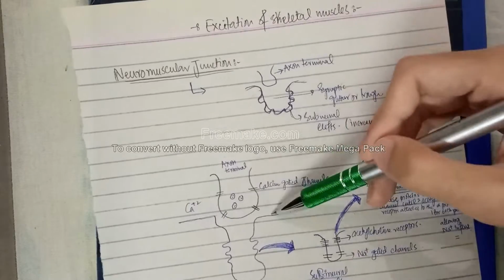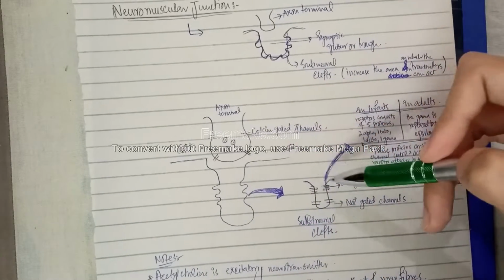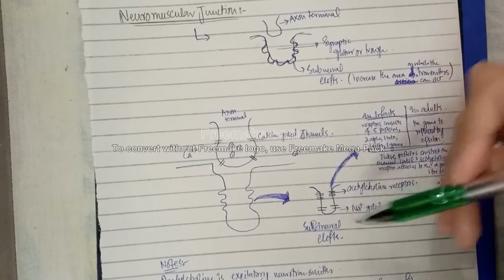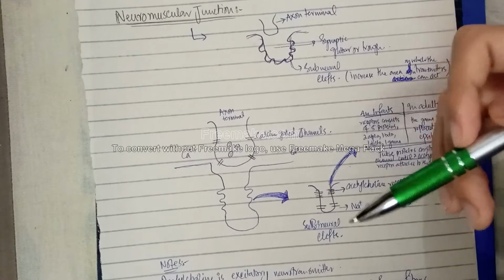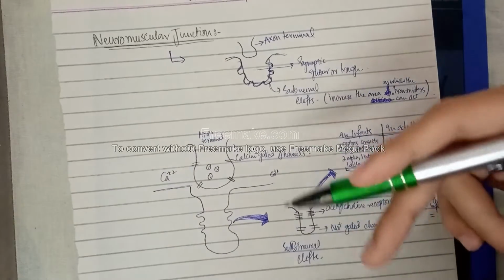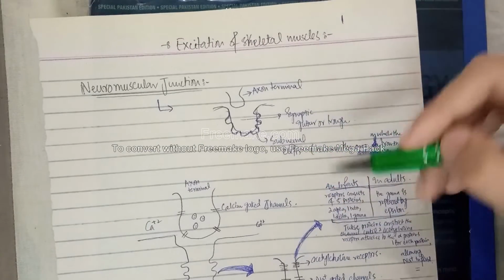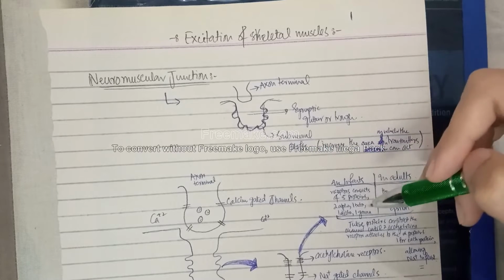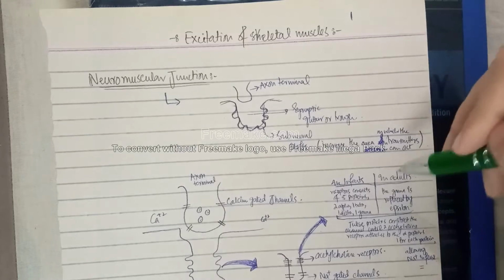Now, if we zoom in on this junction, it shows that the subneural clefts have receptors and sodium-gated channels. The receptors are acetylcholine receptors, meaning they are sensitive to acetylcholine. The acetylcholine receptors are different in infants and adults. For example, in infants, the receptor consists of 5 proteins: 2 alpha, 1 beta, 1 delta, and 1 gamma, while in adults, the gamma protein is replaced by epsilon.